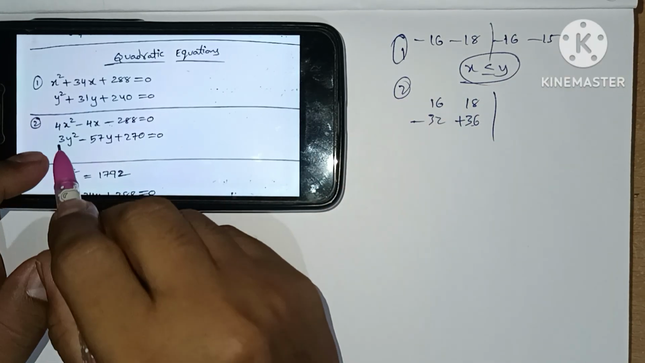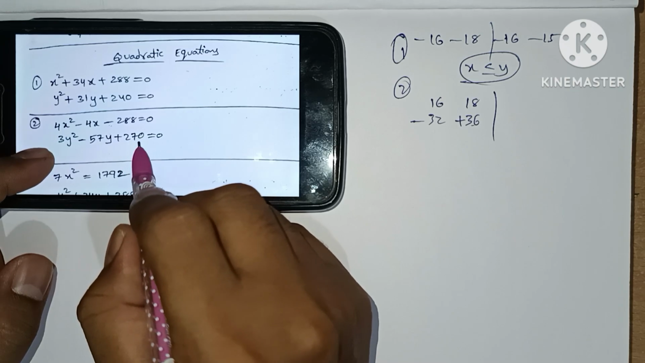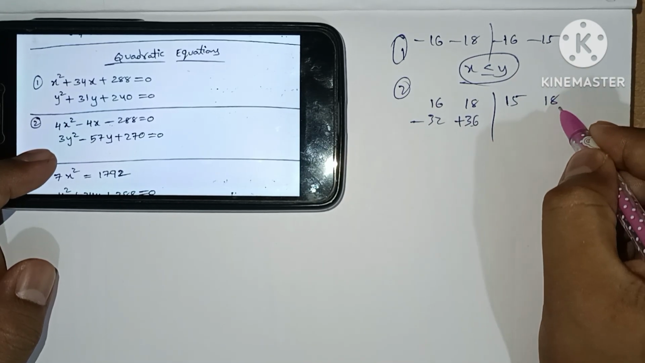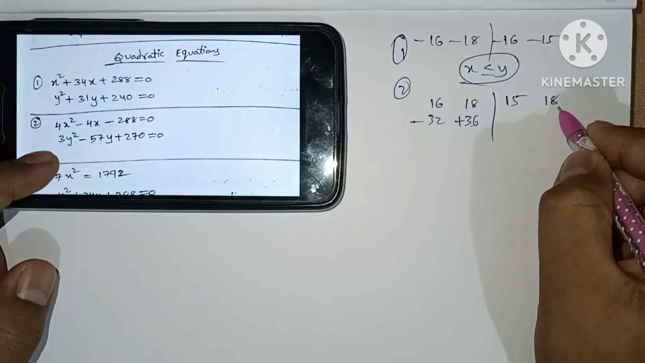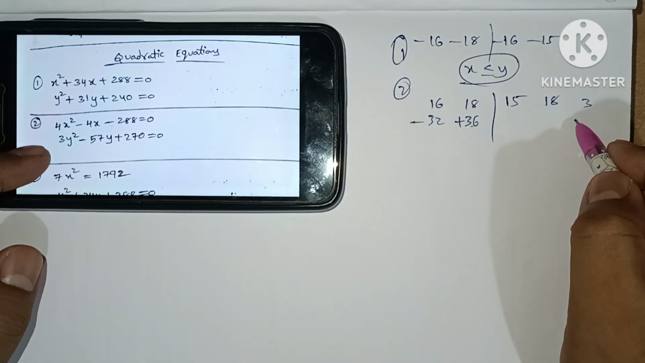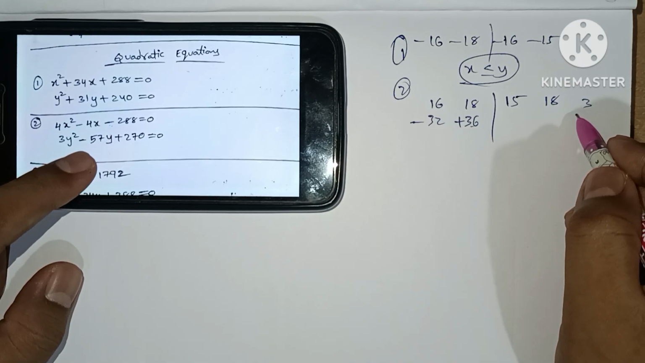Okay, next one, here 270. 270 means 15, 18 times will be 270, and we left with another 3. So what we do is to get 57.